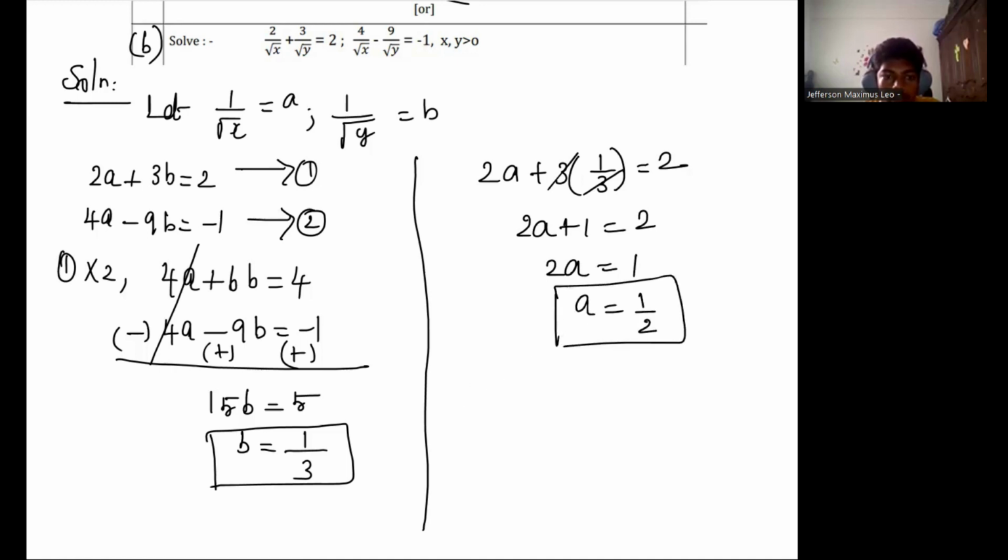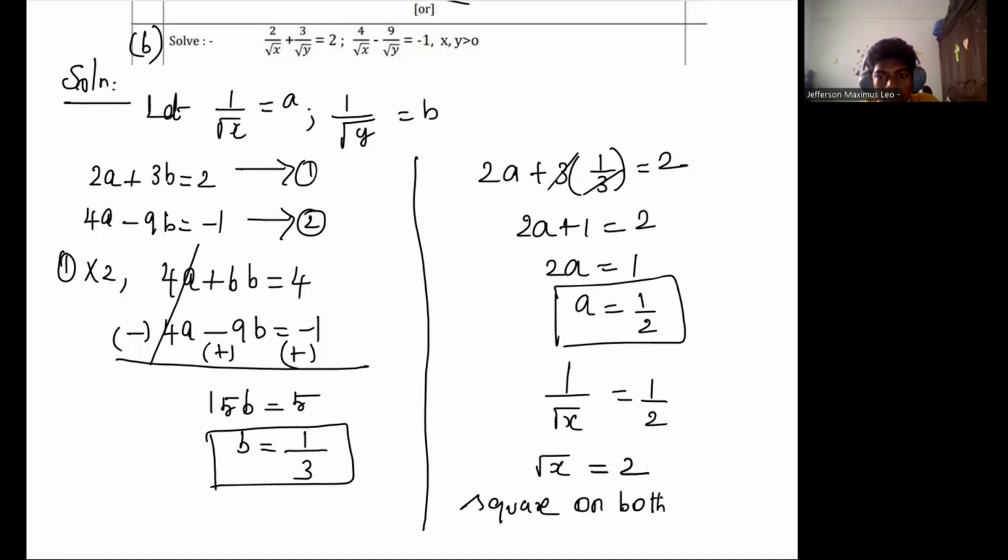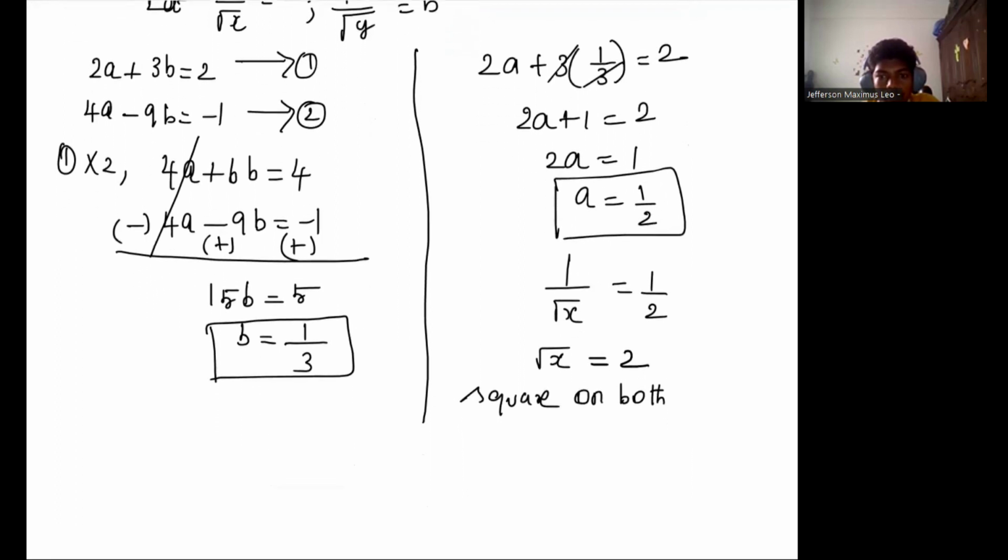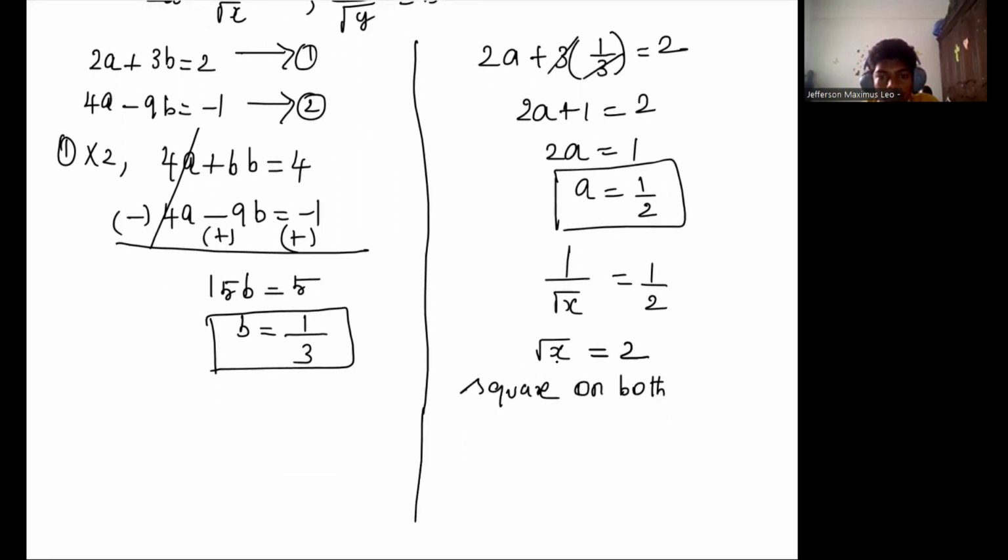Now a is 1 by root x. 1 by root x is equal to 1 by 2. Take the reciprocal, we get root x is equal to 2. But we need to find x alone. Take square on both sides. Can we write x is equal to root 2? No, x is equal to 4. Root x whole square becomes x, and 2 square is 4.